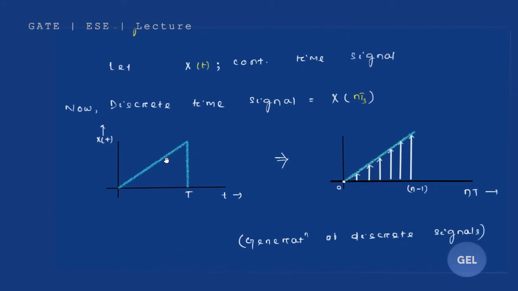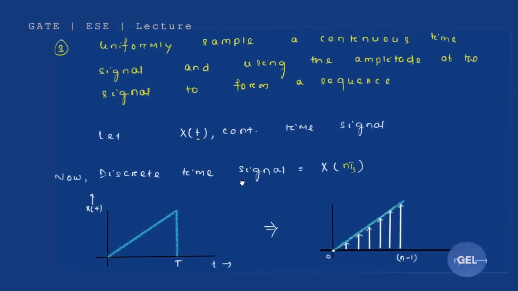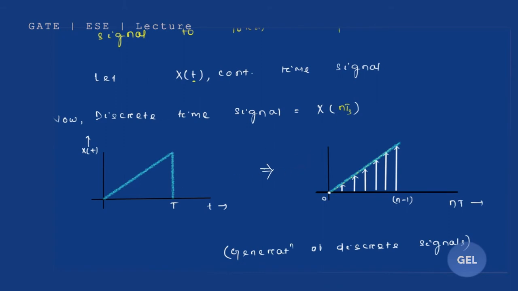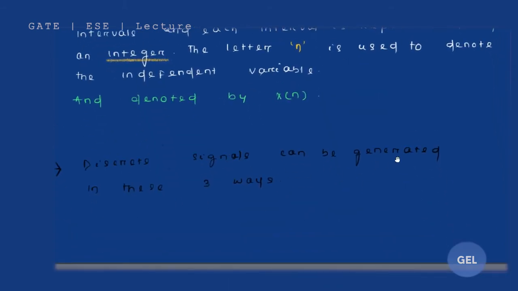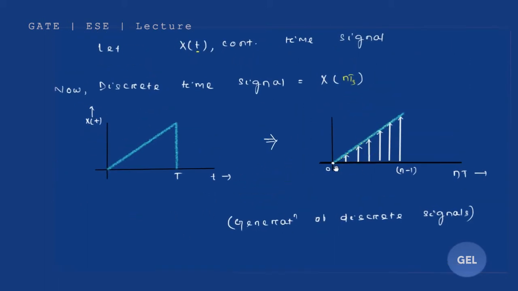Now the discrete time signals, for this you just need to replace t by nTs. What is n? n is the number of samples, and Ts is your sampling time. We'll get into those concepts, but here I'm just explaining the different terminologies and the different methods through which we can generate discrete time signals. We'll get into the detailed analysis of all these concepts.